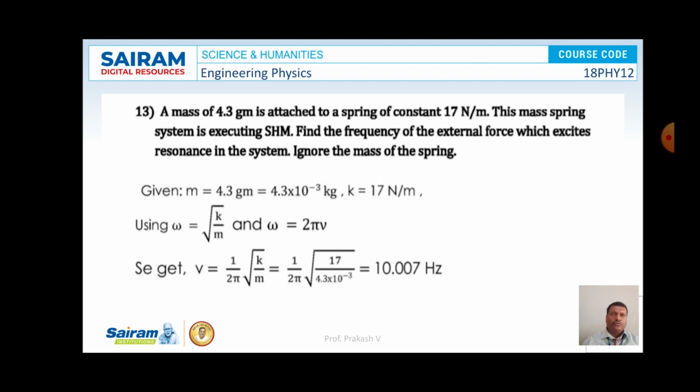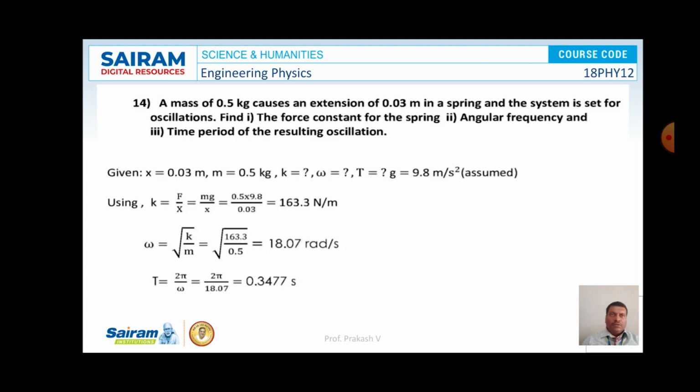Given m is equal to 4.3 gram or m is equal to 4.3 into 10 to the power minus 3 kg and k is equal to 17 Newton per meter. We know that omega is equal to square root of k by m, or omega is equal to 2 pi mu. Therefore, mu is equal to 1 by 2 pi into square root of k by m. So substitute the values, that is 1 by 2 pi into square root of 17 by 4.3 into 10 to the power minus 3. On simplification, the value of mu is equal to 10.007 Hertz. That's the frequency.